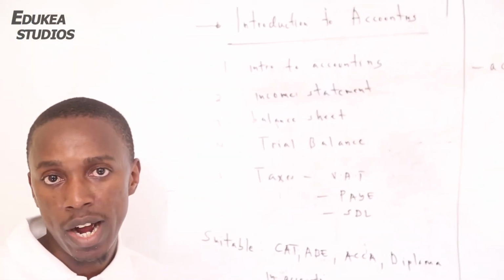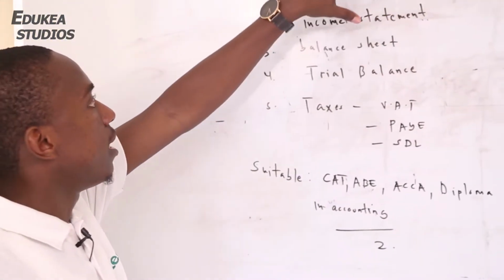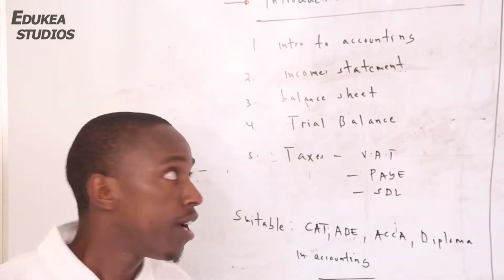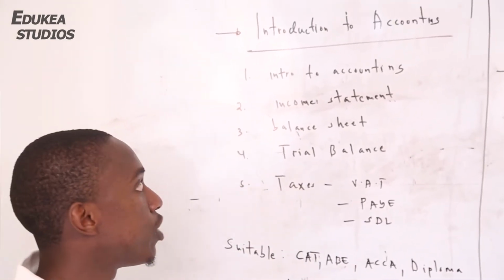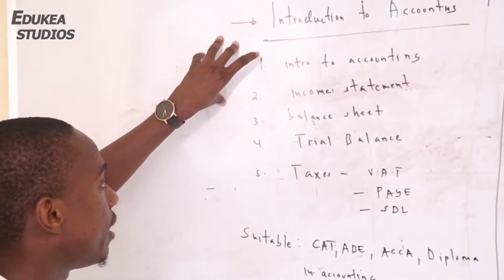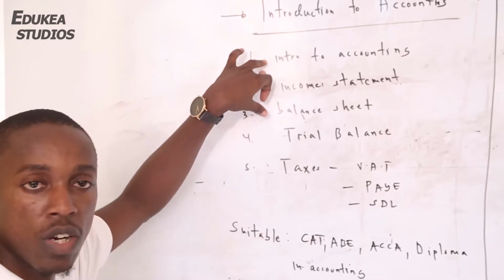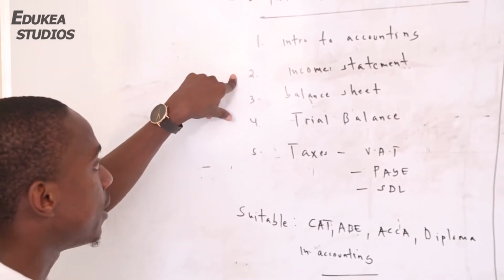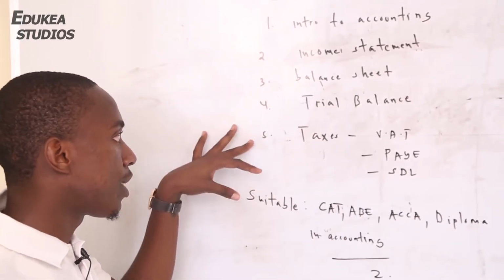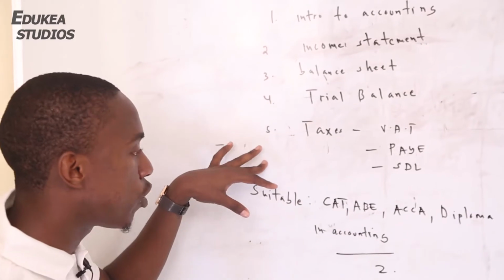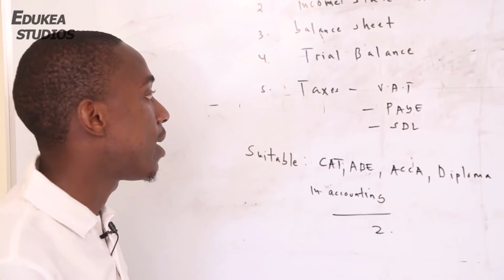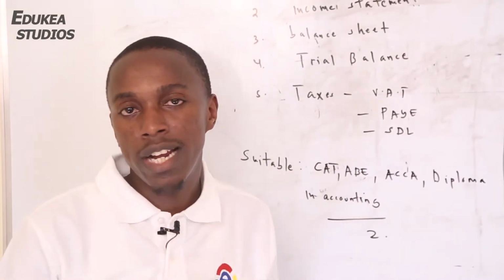Now let us see how many topics we have in this subject of Introduction to Accounting, okay? We have different topics. The first topic, as is the name of the subject, is Introduction to Accounting. The second topic we're going to cover is the income statement. The third one is the balance sheet. The fourth topic is the trial balance. And the fifth topic, we're going to see different types of taxes and how we can apply them in our day-to-day activities.